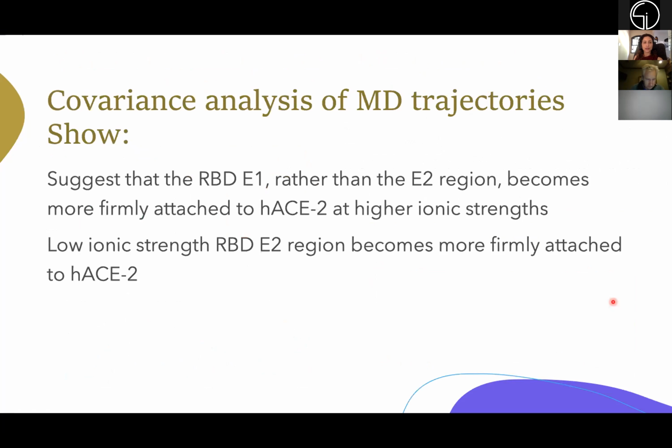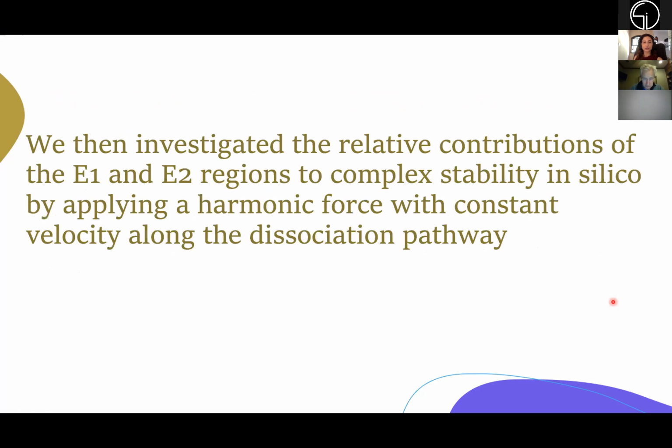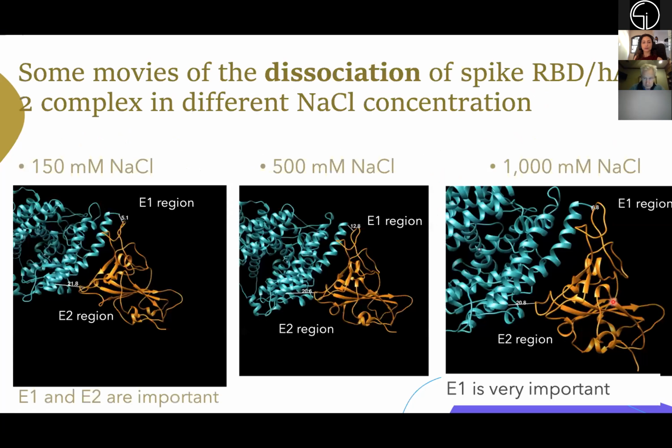So based on that, we suggest that the RBD E1, rather than the E2 region, becomes more firmly attached to human ACE2 at higher ionic strength. At low ionic strength, the RBD E2 region becomes more firmly attached to human ACE2. Then we investigated the relative contribution of these regions to complex stability in silico by applying harmonic force with constant velocity along the dissociation pathway.